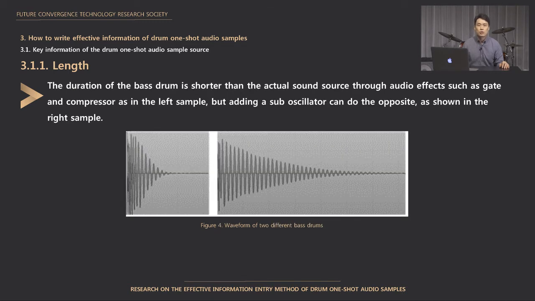In addition, as shown in the figure 4, the duration of the bass drum is shorter than the actual sound source through audio effects, such as gate and compressor as in the left sample. But adding a sub-oscillator can do the opposite, as shown in the right sample. This result shows us that big differences can occur on the same instrument depending on the genre and style.